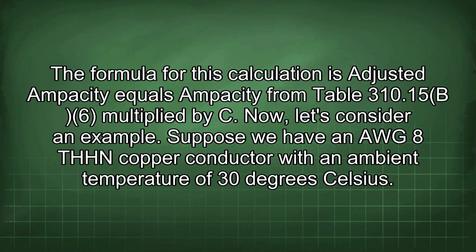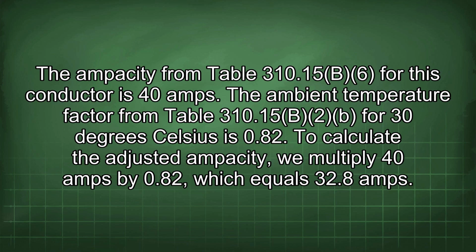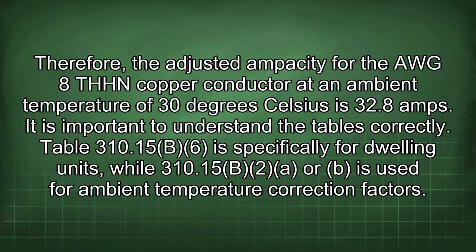Now, let's consider an example. Suppose we have an AWG 8 THHN copper conductor with an ambient temperature of 30 degrees Celsius. The ampacity from Table 310.15(B)(6) for this conductor is 40 amps. The ambient temperature factor from Table 310.15(B)(2) for 30 degrees Celsius is 0.82. To calculate the adjusted ampacity, we multiply 40 amps by 0.82, which equals 32.8 amps. Therefore, the adjusted ampacity for the AWG 8 THHN copper conductor at an ambient temperature of 30 degrees Celsius is 32.8 amps.